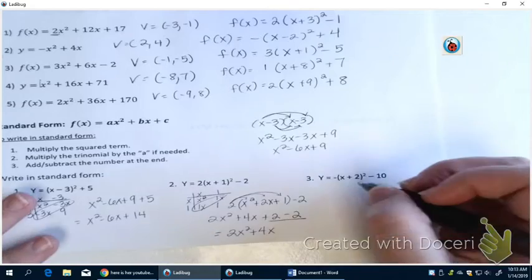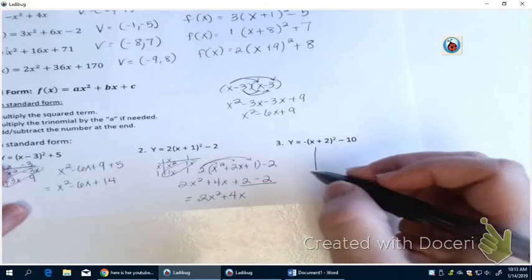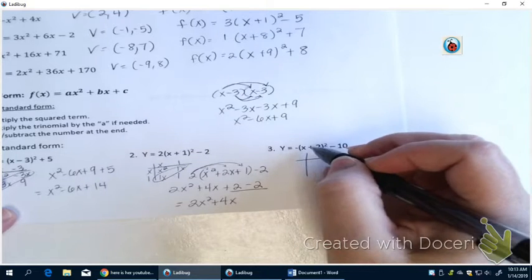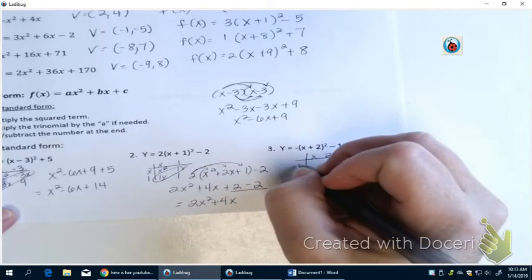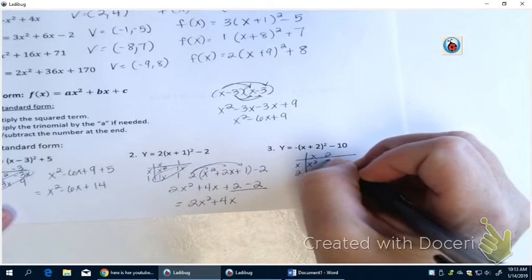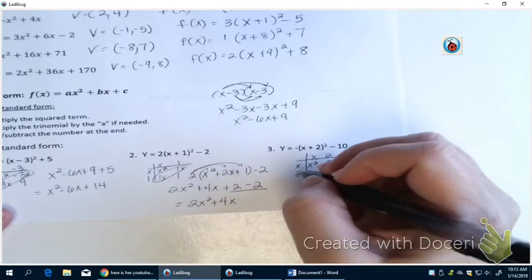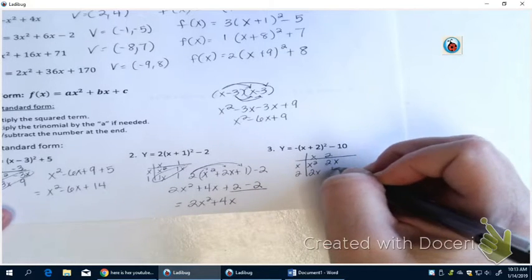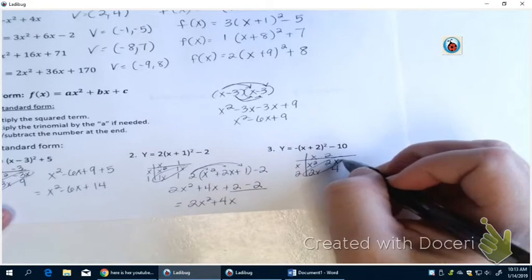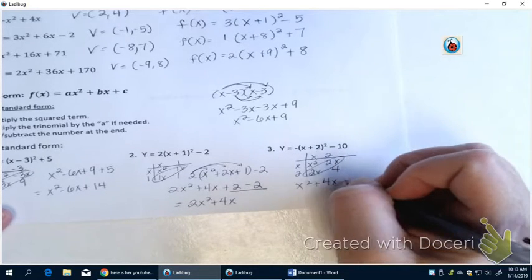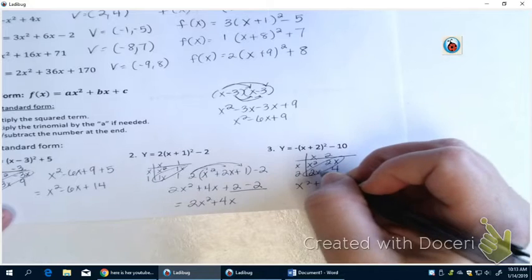Last question. Again, if you would like to do the x plus 2 this way, you can, or you can do it in the box the way I do it. X times x is x squared. X times 2 is 2x. 2 times x is 2x. 2 times 2 is 4. So you would get x squared plus 4x plus 4, because 2x plus 2x is 4x.